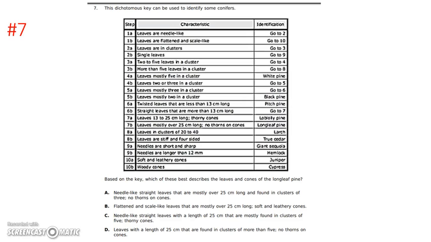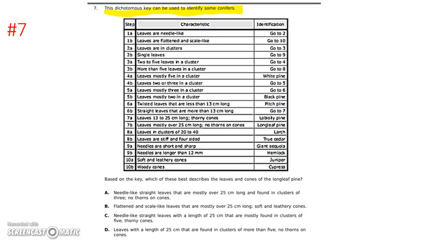Let's review number 7 from our exam. Number 7 is a dichotomous key. Dichotomous keys are these tables that you see here that will give you lots of information that leads you to the name of a specific organism. So this one says this dichotomous key can be used to identify conifers. So it's a type of pine tree, cone trees, okay?